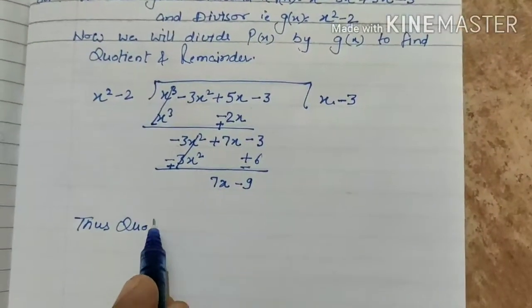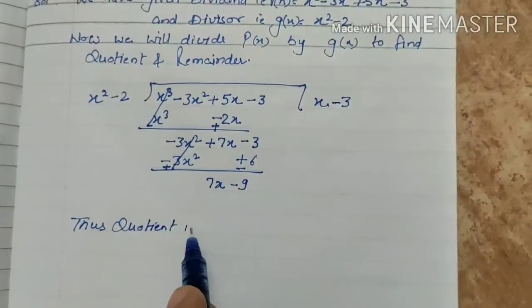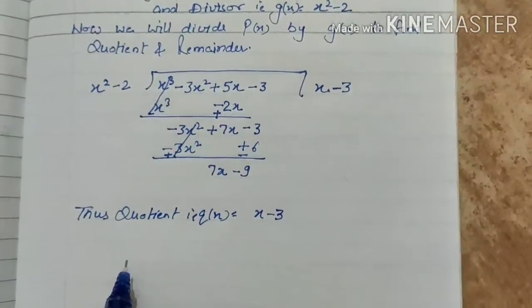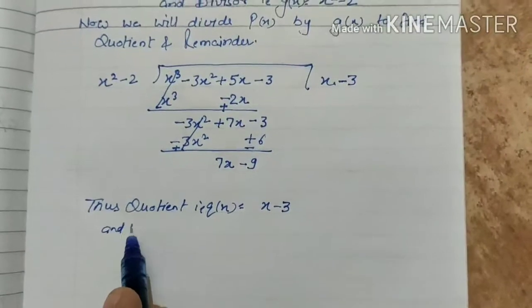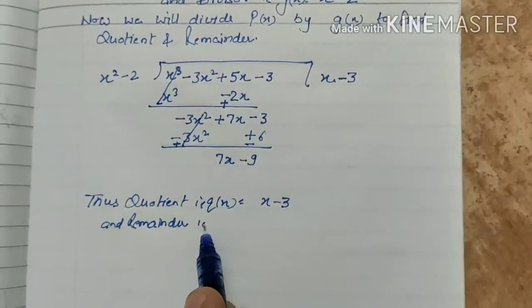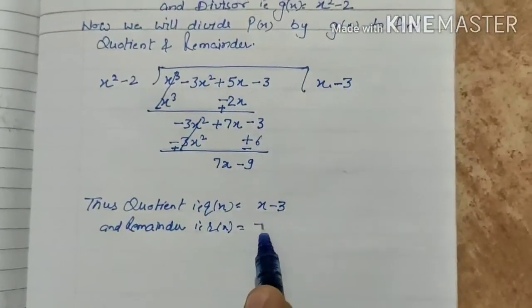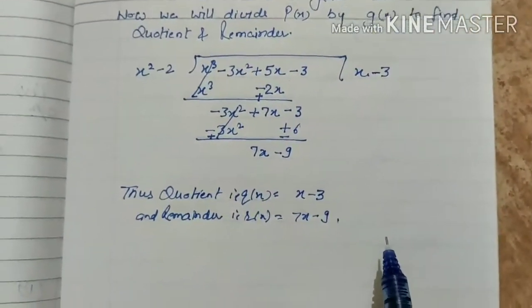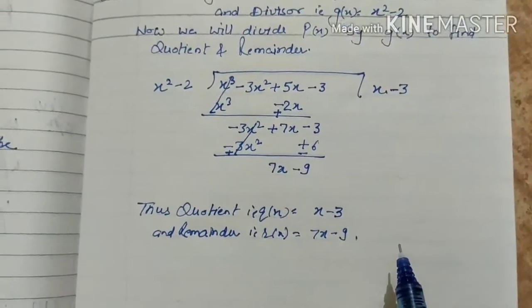the quotient, that is, we can say q(x) equals x minus 3, and remainder, that is, we can say r(x) is 7x minus 9. So this is all about part number 1, question number 1. So pause the video and note it down.